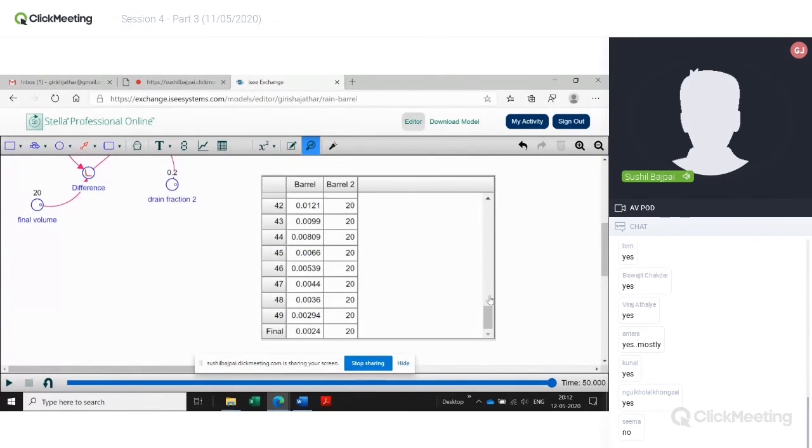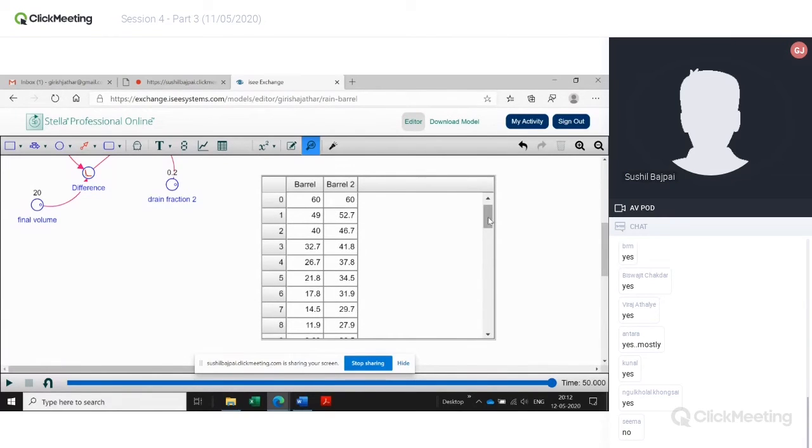Now see, the halving time has changed to approximately 3.5 minutes. You can see here, on the left hand side of the barrel, those are the minutes, and you can see from 60 it becomes 30 in about 3.5 minutes. Is that okay? Have people seen that?